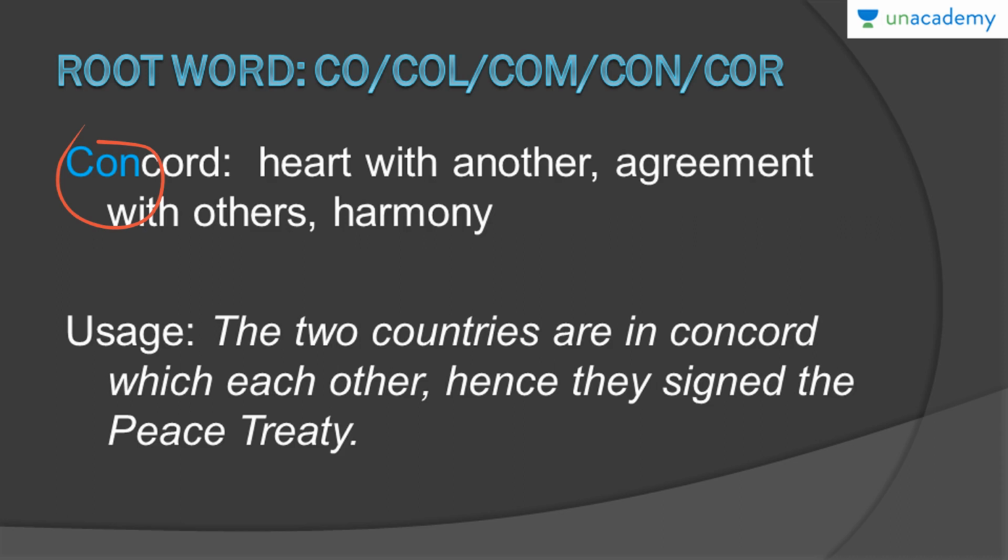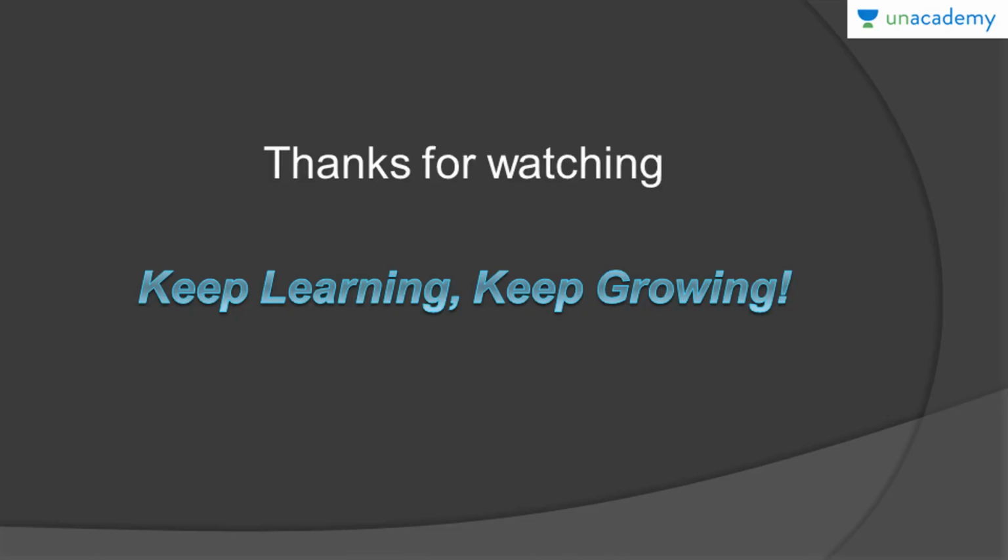When you use it in a sentence, you can say the two countries are in concord with each other, hence they signed the peace treaty. So very, very simple, because they were in concord with each other. They did not have any problem with each other, with their terms and conditions. That is why they could enter into a contract, which was a peace treaty. So that's how you use the word concord. And this is all we have in this lesson.